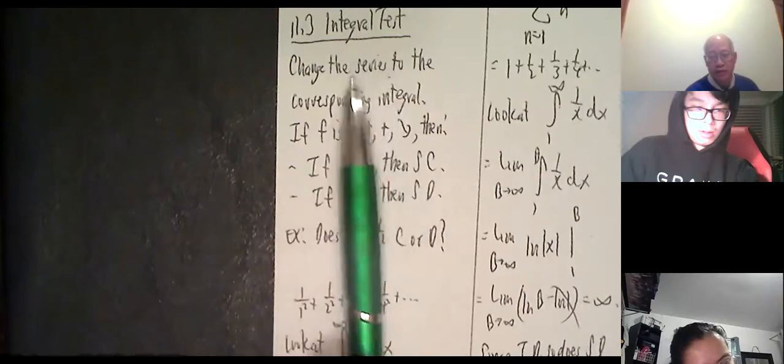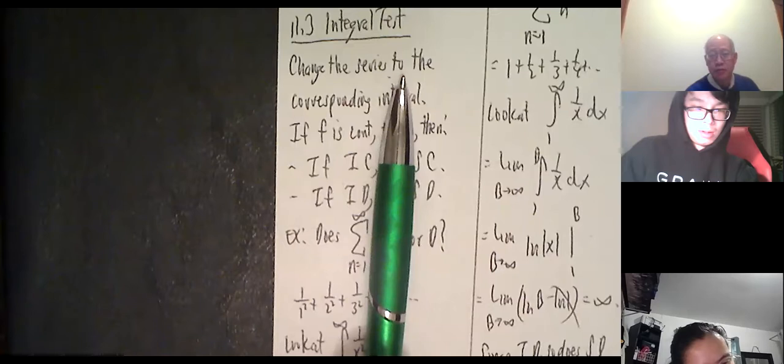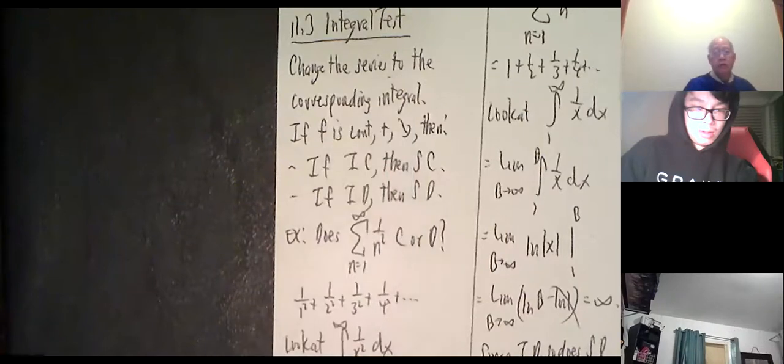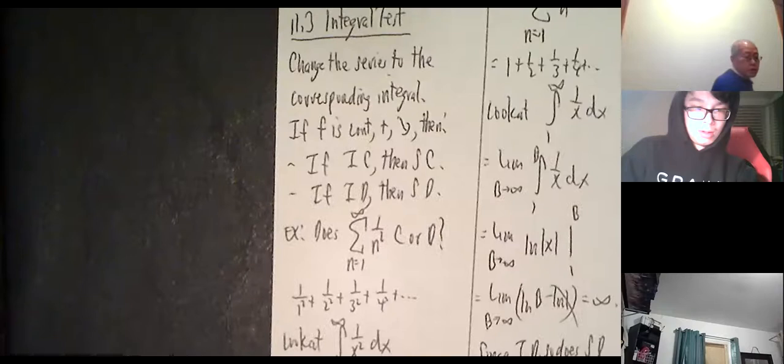In fact, you can even leave off the 'then', it's implied. So you might see me later on write I C S C, which means integral converges, series converges. I D S D means if the integral diverges, the series diverges. And I'll show you how to do some of those after the break.